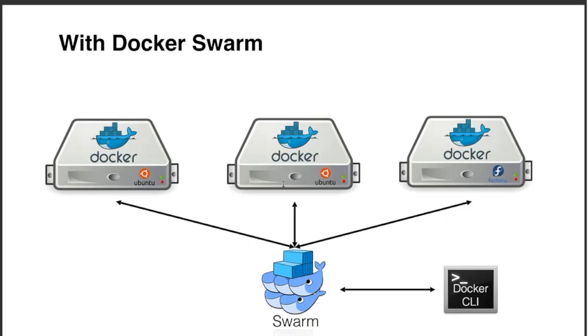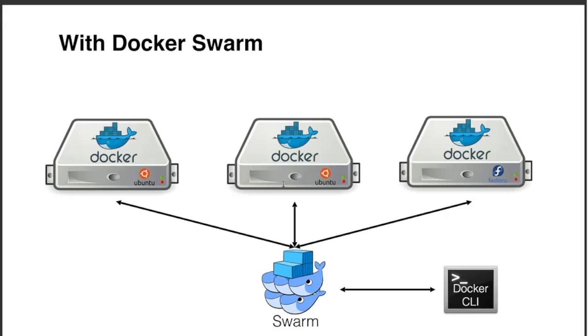If you use Swarm, you basically have the Swarm manager that is going to connect to every node and manage your cluster for you. What you do is you just use the Docker CLI and you talk to Swarm, and that's it. You don't have to worry about where your machines are. You just talk to Swarm, and Swarm is going to figure out where to place your containers for you.